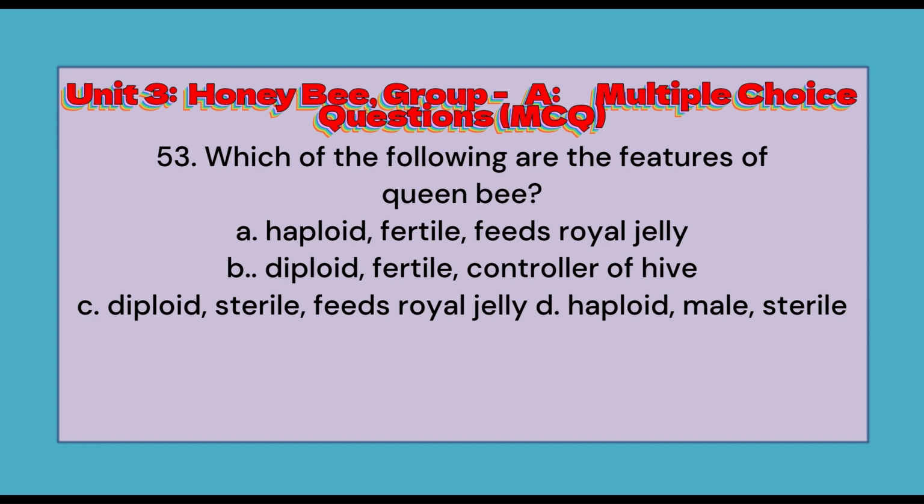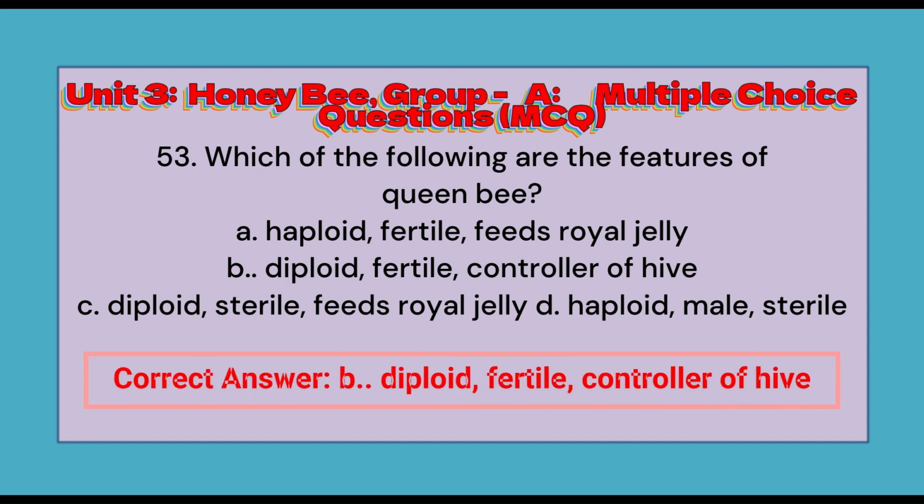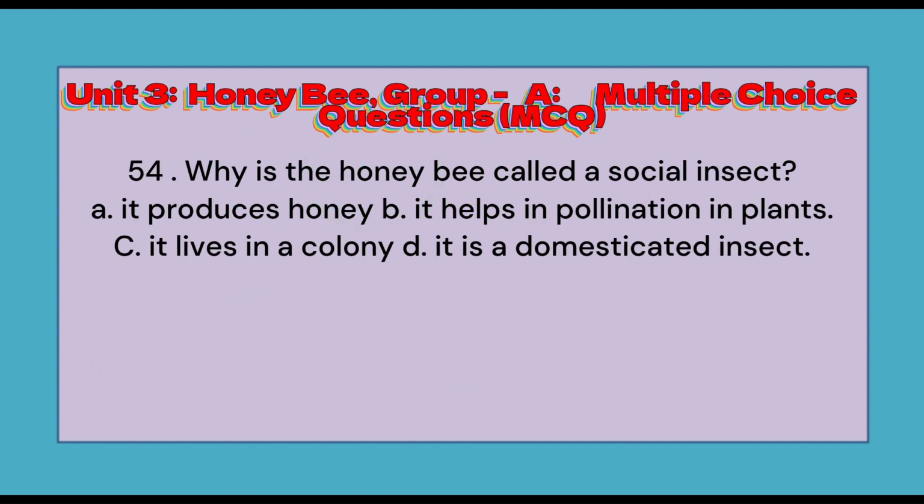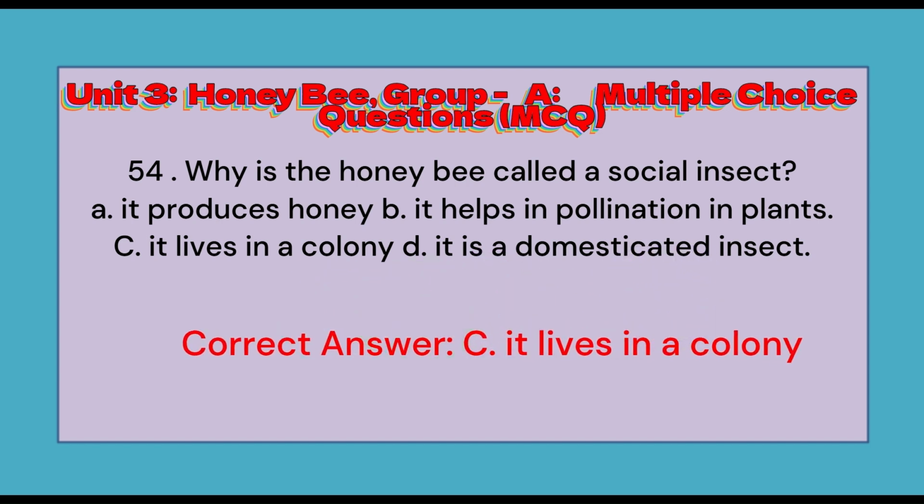53. Which of the following are the features of queen bee? A. Haploid, fertile, feeds royal jelly. B. Diploid, fertile, controller of hive. C. Diploid, sterile, feeds royal jelly. D. Haploid, male, sterile. Correct answer: B. Diploid, fertile, controller of hive. 54. Why is the honey bee called a social insect? A. It produces honey. B. It helps in pollination in plants. C. It lives in a colony. D. It is a domesticated insect. Correct answer: C. It lives in a colony.